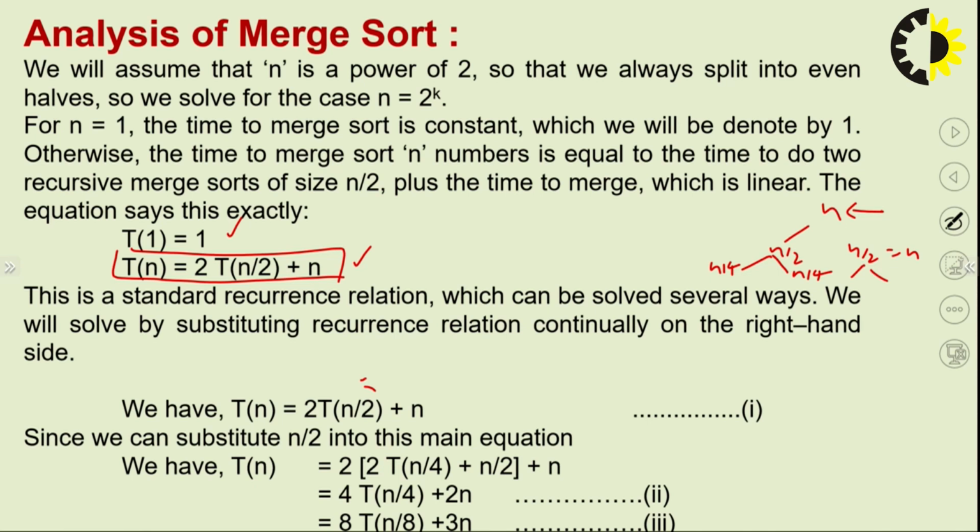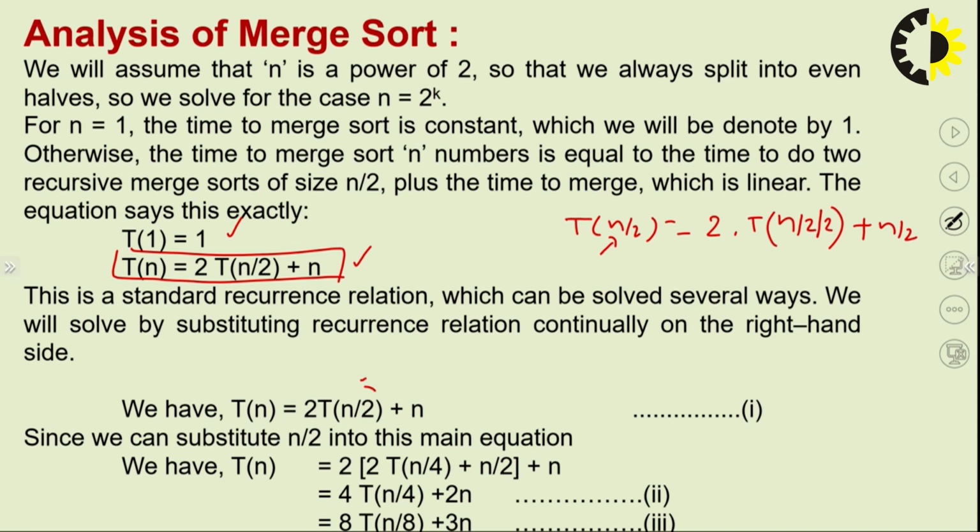In this equation, when you calculate Tn by 2, the recurrence is the same. How will we calculate Tn by 2? In the same equation we put the value: in place of n, we put n by 2. So what will we get? 2 T, with n replaced by n by 2 and divided by 2, plus n by 2. We will simply replace n with n by 2. So we will get it like this.